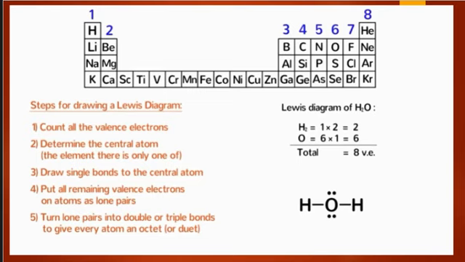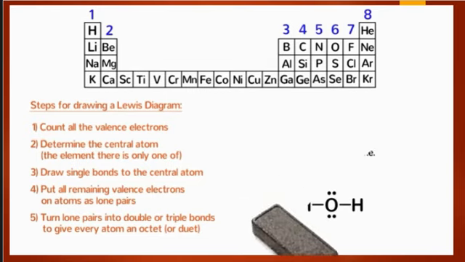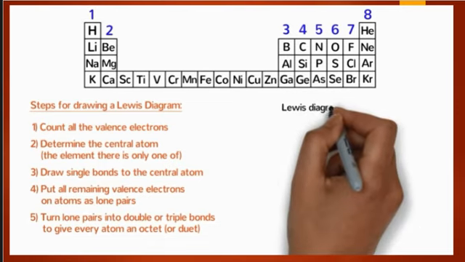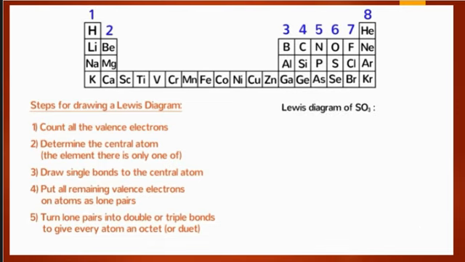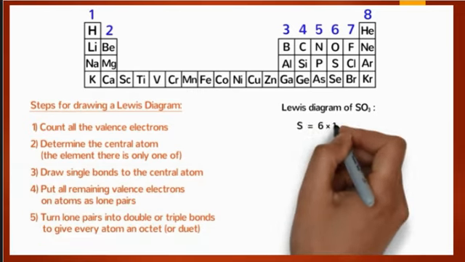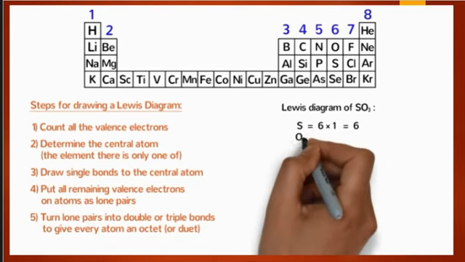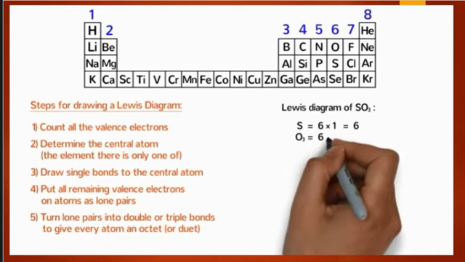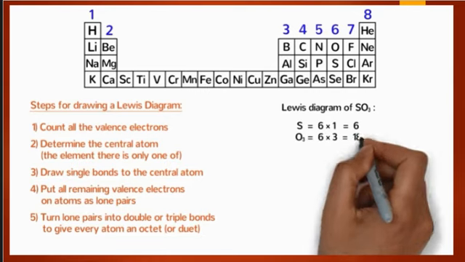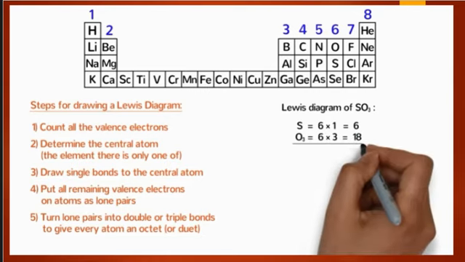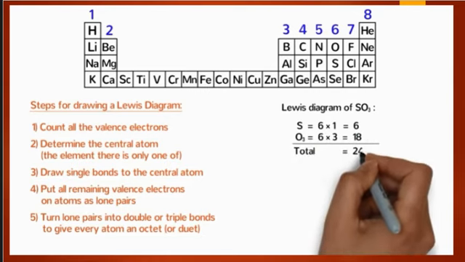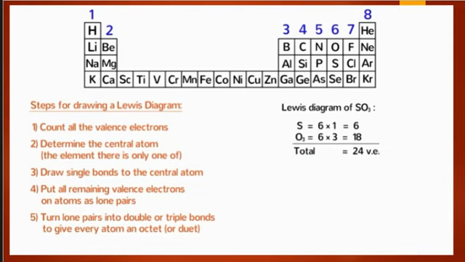Alright, let's try one more example just to make sure that we've got this. Draw the Lewis diagram of sulfur trioxide. Once again, the first step is to count all the valence electrons. There is 1 sulfur with 6 valence electrons, and there are 3 oxygens with 6 valence electrons each. 6 times 3 gives us 18 valence electrons for the 3 oxygens. The total would be 6 plus 18, which equals 24 valence electrons.